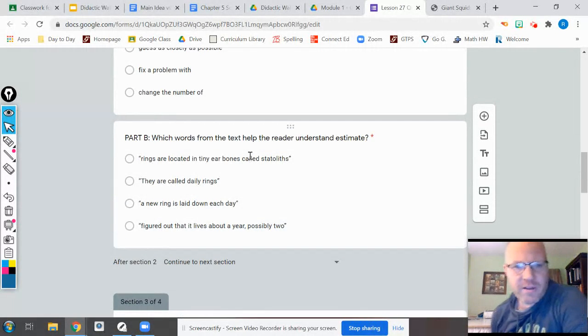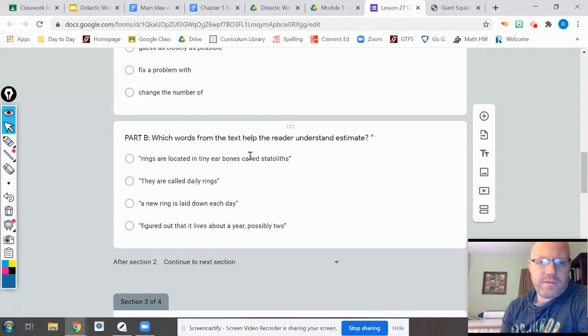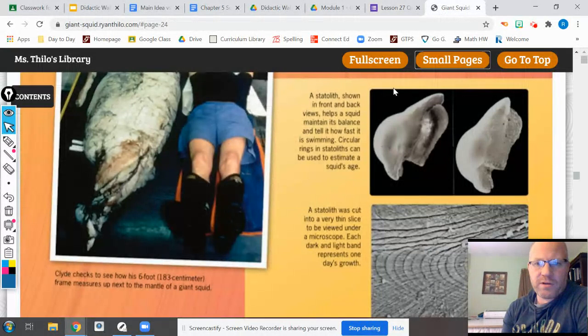Once you choose your answer, go to part B. Which words from the text help you understand estimate? So which words from this? A statolith shown at the front and back views help a squid maintain its balance and tell how fast it is swimming. Circular rings in statoliths can be used to estimate a squid's age.